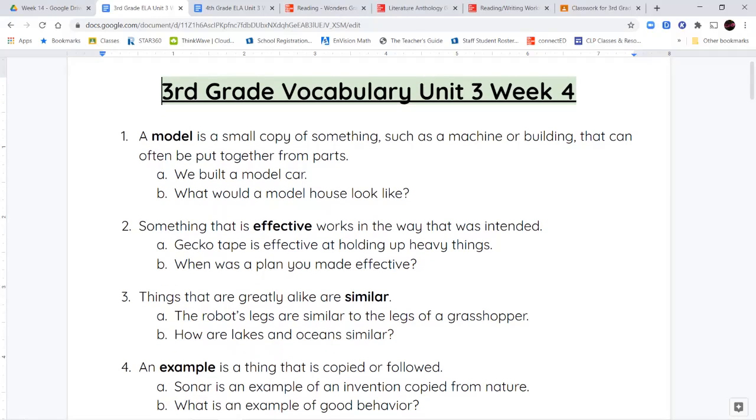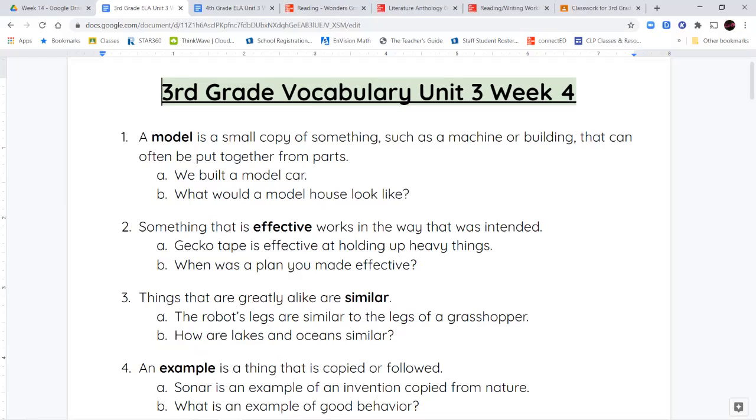Your first word is model. A model is a small copy of something such as a machine or a building that can often be put together from parts. So think of like a model car, like those little Matchbox cars that a lot of you guys played with when you were younger. Those are model cars, right? Or the little scale models of something, where it's a copy of the big version, but it's small enough where you can pick it up and move it around.